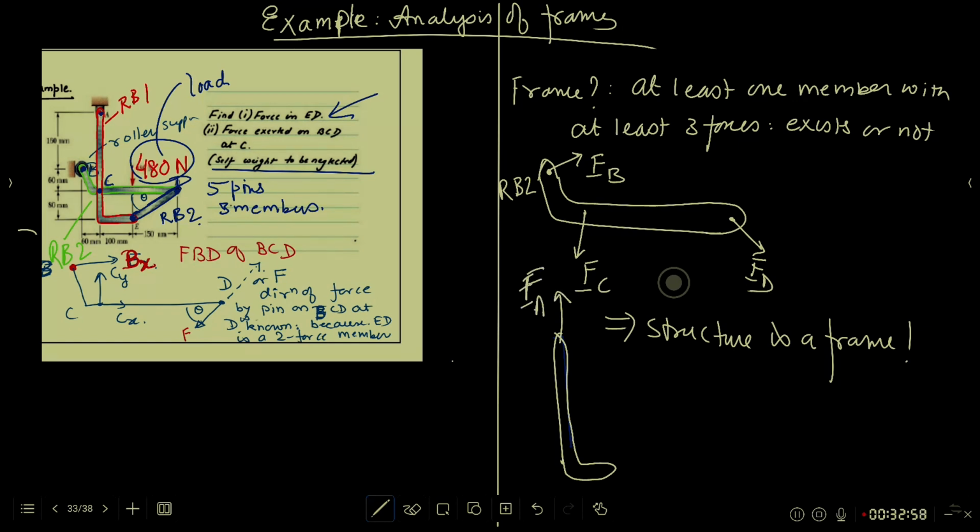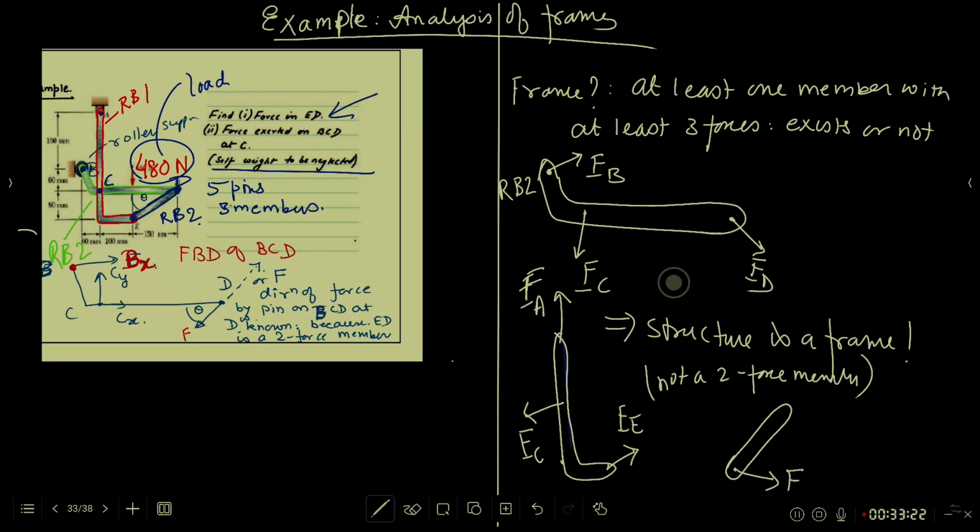But if you look at BED, look at DE or ED. One force at E, one force at D. Two-force member. Every frame doesn't have to have any two-force member. There is no restriction like that. But this one happens to have one two-force member.